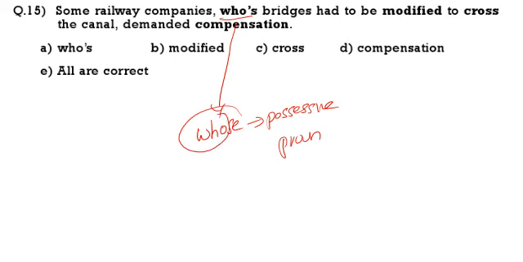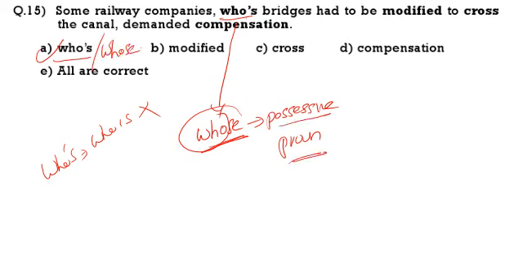So we should use whose, which is a possessive pronoun. Who is not correct. Whose is the correct word. We are talking about railway companies. So representing railway companies, there should be a possessive pronoun. So we should use whose. Whose is the appropriate word.